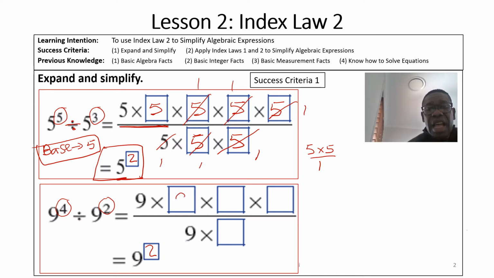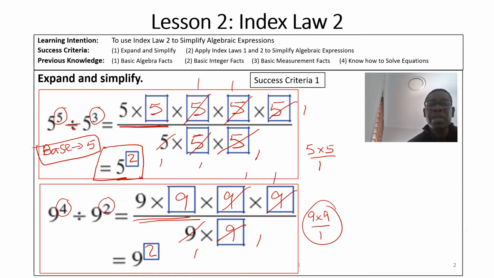Because that's 9 multiply itself 4 times, 9 multiply itself twice, 9 here 1, 9 here 1, 9 here 1, 9 here 1. You're left with these 2 9s. So 9 squared over 1, which is still 9 squared. 9 times 9 over 1, which is still 9 squared.